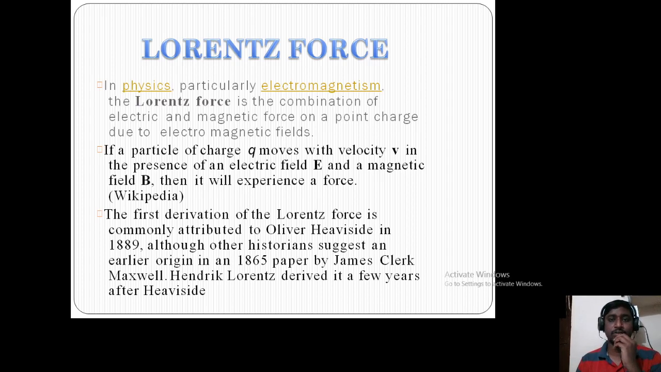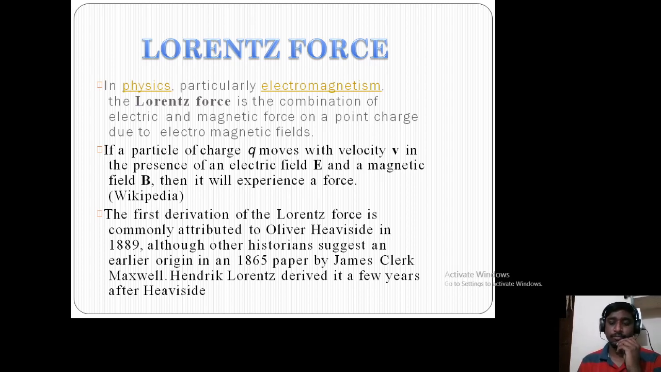The equation has been derived for the Lorentz force. This is the force related to electromagnetism. You have already studied it in your intermediate physics, right? It will develop whenever a charge q moves with a velocity in the presence of an electric as well as a magnetic field. It was developed in the early 1889.